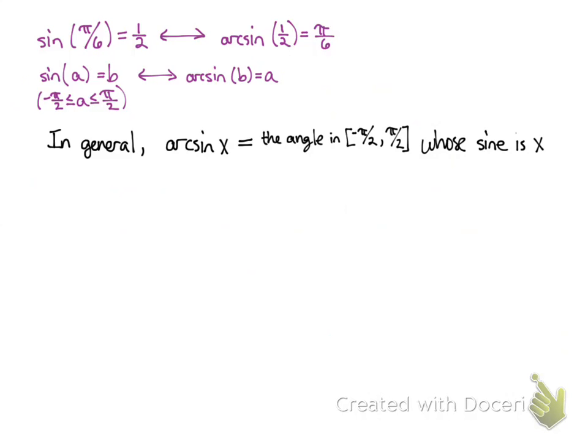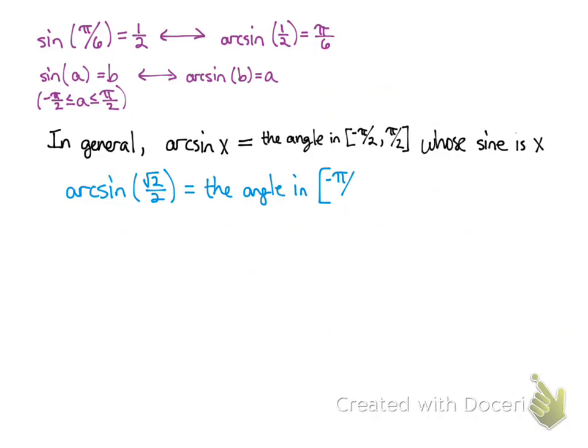Arcsine of x outputs an angle, because sine inputs an angle, right? So arcsine of x is an angle. It will be in that interval between negative pi over 2 and pi over 2, and its sine is x, right? So arcsine of 1/2 is the angle in that interval whose sine is 1/2, and that happens to be pi over 6.